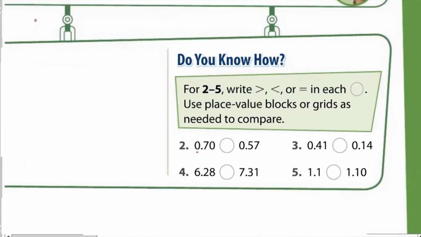Number 2, compare between 70 hundredths and 57 hundredths. When we compare, I will start from the left to compare the whole part first. We have 0 and 0. Then I will compare the tenth place. We have 7 and 5. Which is more? 7 is more. So I will write more than.